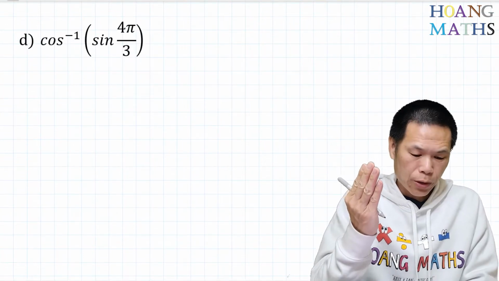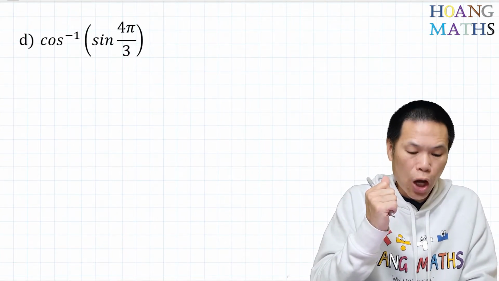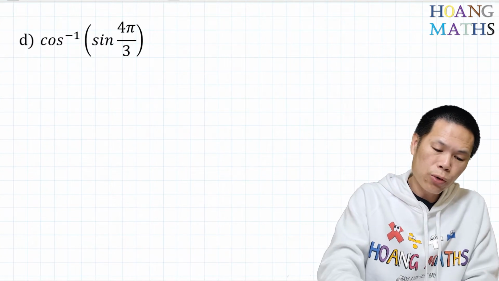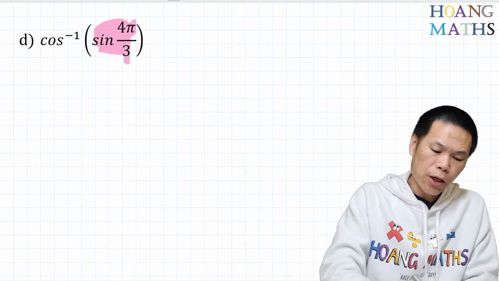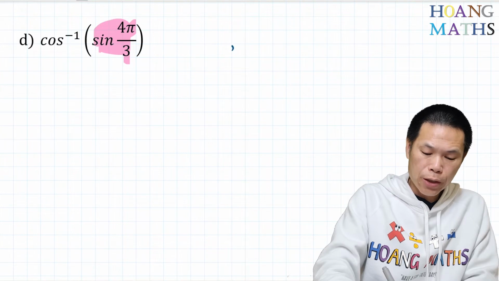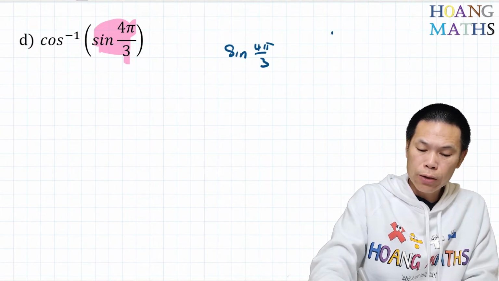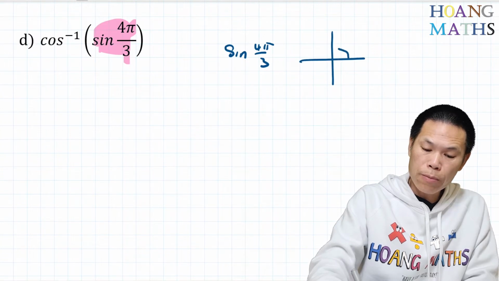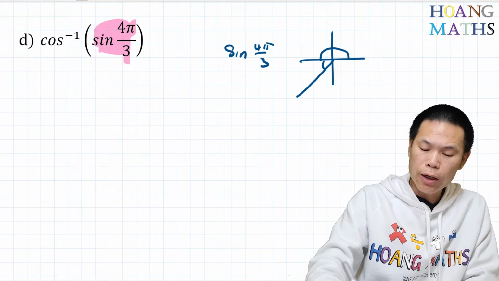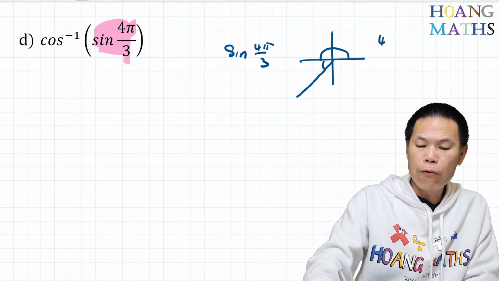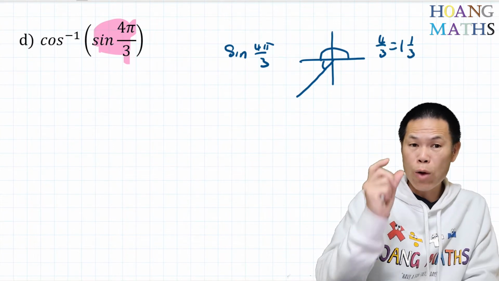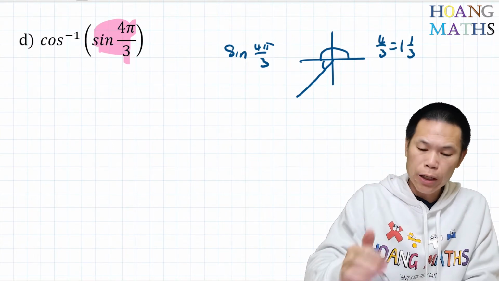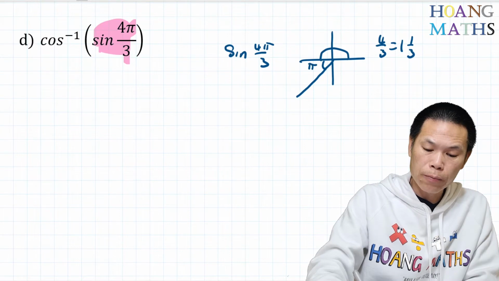Part D. Cos inverse of sine 4 pi over 3. So what I do, I evaluate this first. So let me just write this down. We have sine of 4 pi over 3. So 4 pi over 3: from here to here is pi, and then we add another pi over 3. Because if you think about it, 4 over 3 is 1 and 1/3, right? So 1 pi plus 1/3 of pi. Keep that in mind. So that's 1/3 of pi.